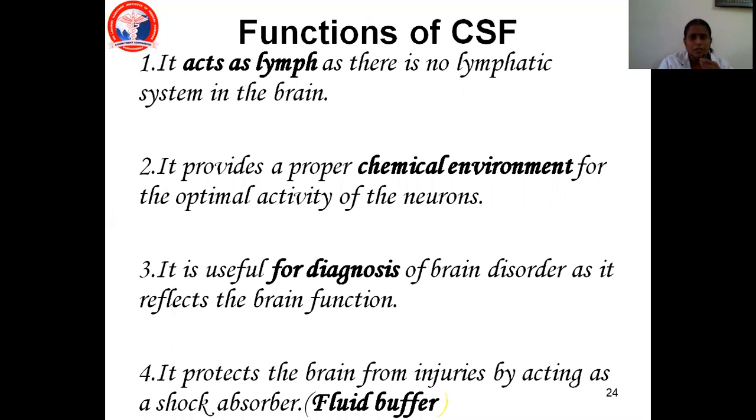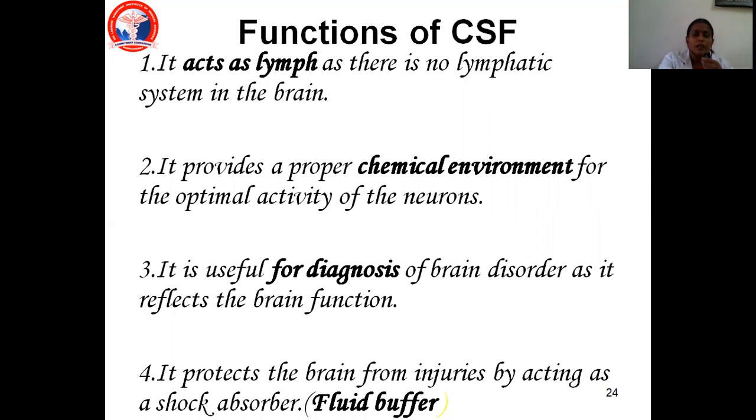So next one is the functions of CSF. The CSF gives a cushion effect to the brain along with the blood-brain barrier. Apart from this, it acts as a lymph, because there is no lymphatic system in the brain. And second function, it provides a proper chemical environment for the optimal activity of the neurons. And third one, it is useful for diagnosis of brain disorders as it reflects brain function.